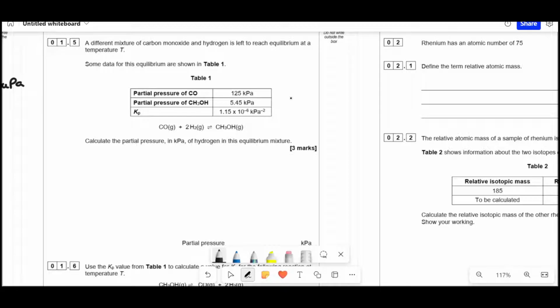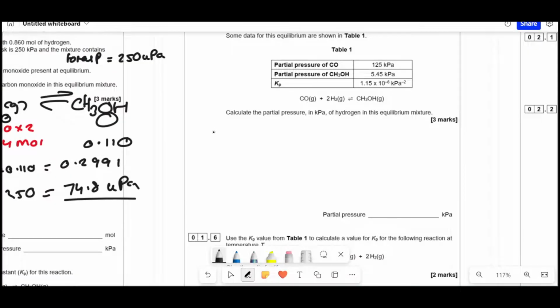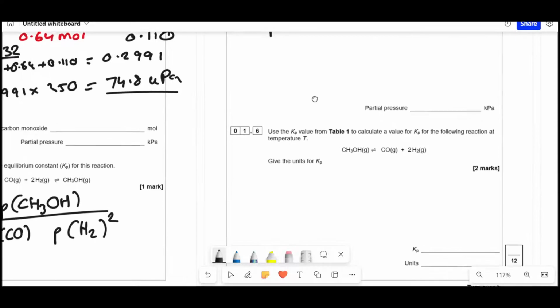Calculate the partial pressure in kPa of the hydrogen in this mixture. So we know the Kp. Rule number 1 of any calculation is rearrange everything algebraically first, then put the numbers in.